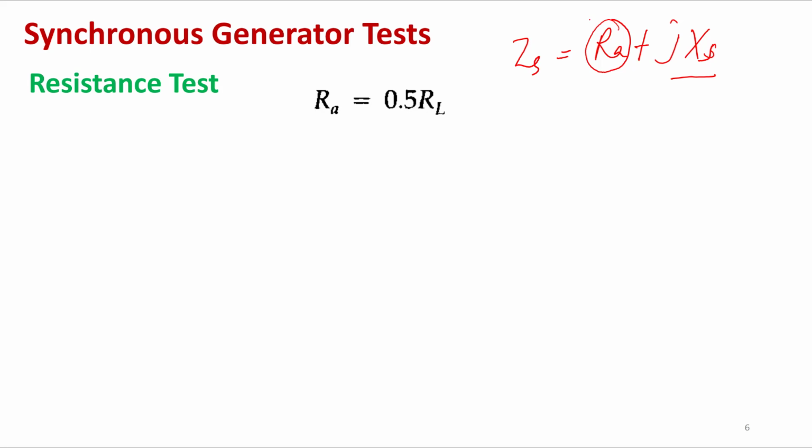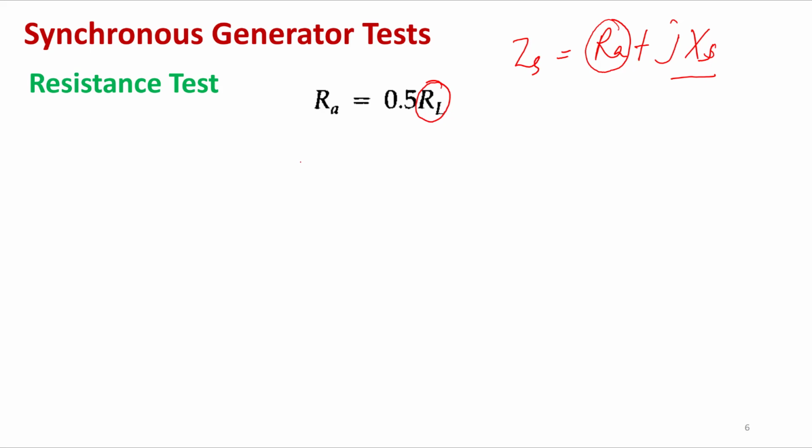Star connected configuration: if your armature winding is star connected, how will you determine the resistance? You have to find the resistance across two terminals. In the sequence, how many measurements will there be? You can take 3 measurements, and you have to take the average of the 3 measurements. Suppose the average of the 3 measurements comes to RL, then RA will be RL by 2.